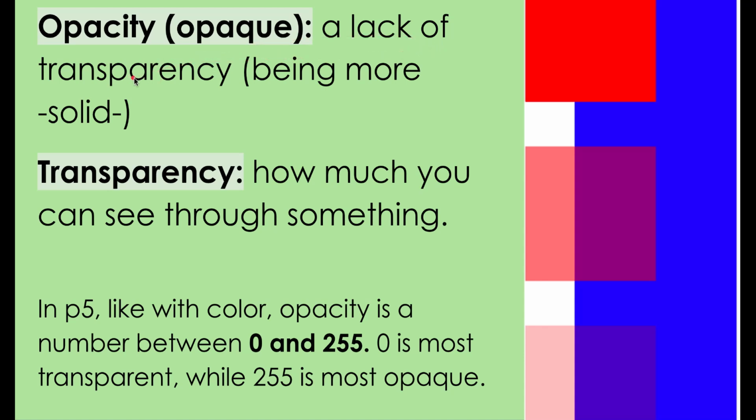Opacity is a lack of transparency, meaning it's more solid. This top one is opaque. It is not see-through. Transparency is how much you can see through something. So these are transparent. You can see through to the white and you can see through to the blue. You can add a 4th number to your color and it will give it an opacity. It's between 0 and 255. 0 would mean it's completely see-through, and 255 means it's totally solid, like up here.